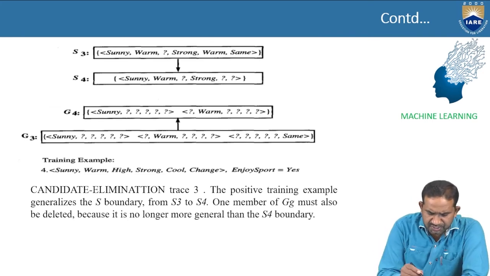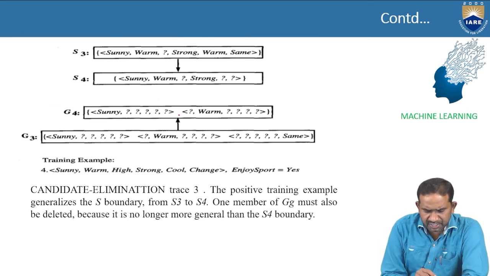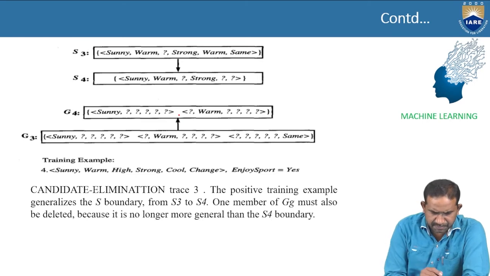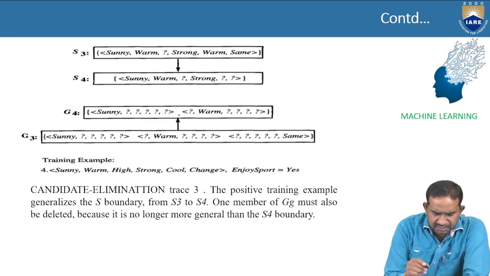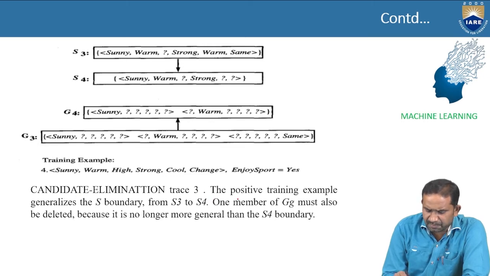Means this one is G4, whereas this one, training example 4, is compared with S1. In the candidate elimination stage, the positive training example generalizes the S boundary from S3 to S4. Why? Because sunny is sunny, warm is warm, as well as the question mark. There is no change here. Why? Because it is a negative example.